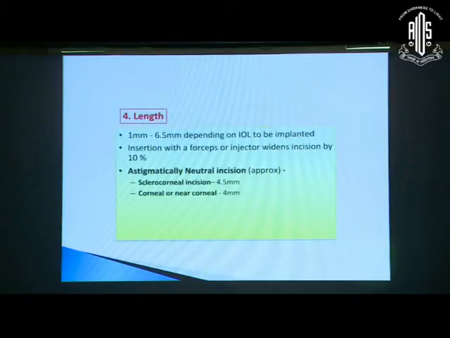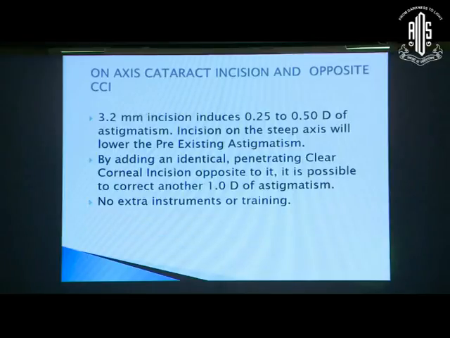About the length of the incision, we have had so many advancements in cataract surgery nowadays. People are doing sub 1 millimeter incisions, or 2 millimeter, 2.2, 2.8, 3.2, and of course you can go up to 6.5 millimeters if you are going to put in a non-foldable lens. It is said that insertion with the forceps or the injector widens the incision by another 10%. An astigmatic neutral incision would be a scleral incision of 4.5 millimeters and a corneal incision of 4 millimeters.